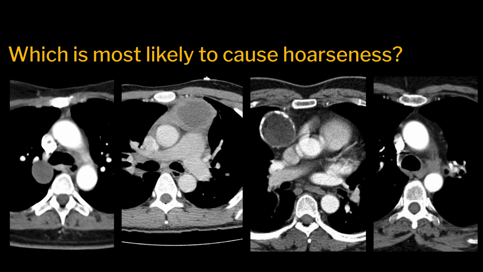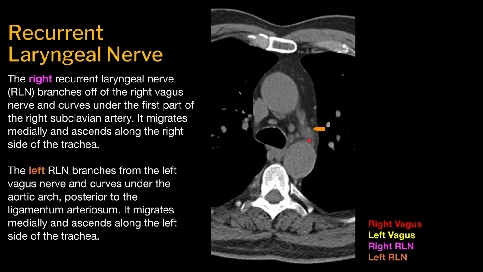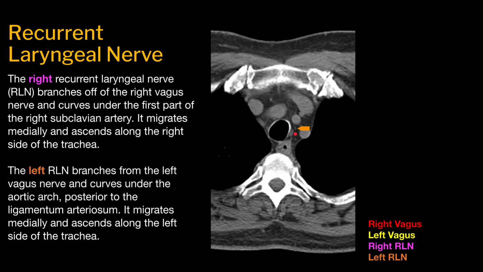Finally, question 10. Which is most likely to cause hoarseness? And the answer is this one over here, because we have a lymph node that is obstructing or impeding the left recurrent laryngeal nerve. So remember that from anatomy, the left recurrent laryngeal nerve comes off of the vagus nerve, which descends in the mediastinum, and then it branches off of the vagus, comes underneath the aortic arch, and then ascends up to supply the left vocal cord.